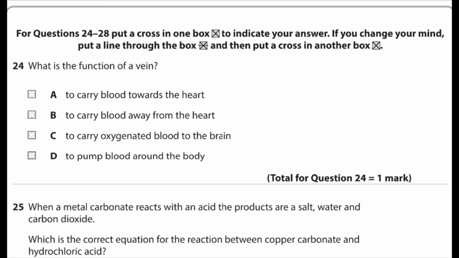To carry blood towards the heart, that is the function of vein actually. Carry the blood away from the heart, that is the function of artery. To carry oxygenated blood to the brain, oxygenated blood cannot go to the brain in a vein. To pump blood around the body, that is done by the heart.